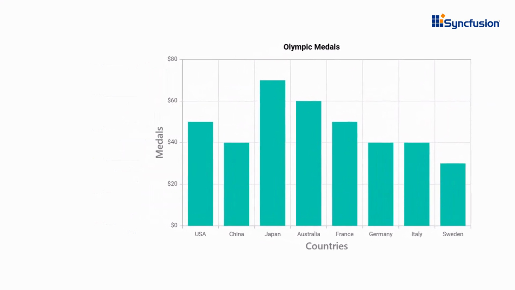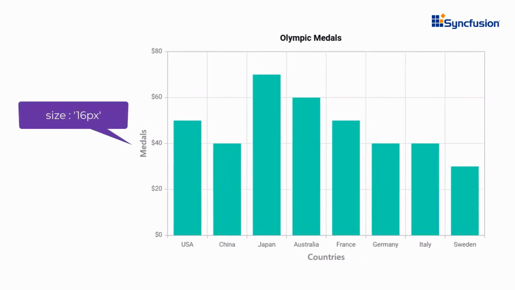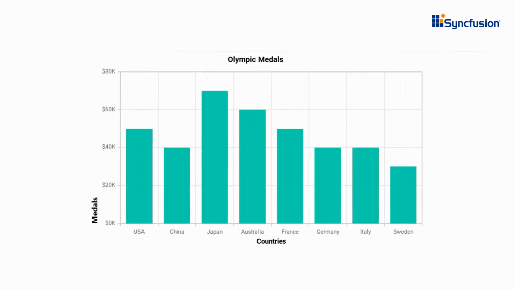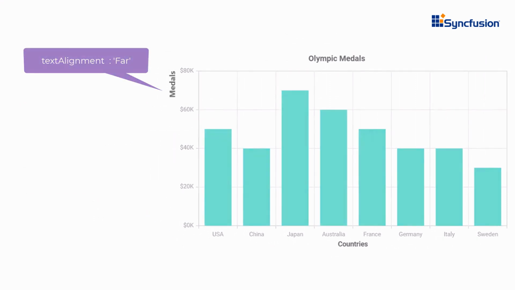Let's move to styling. Add a clear title to your axis using the title property, and style it with title style to match your app's design. You can set the font size, color, and weight, and align the text using text alignment. Choose from near, center, or far.